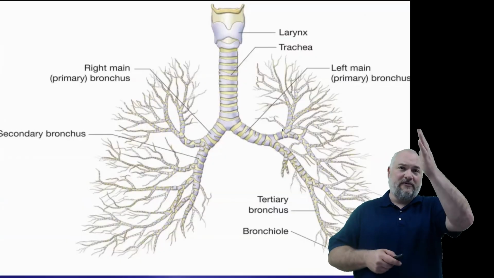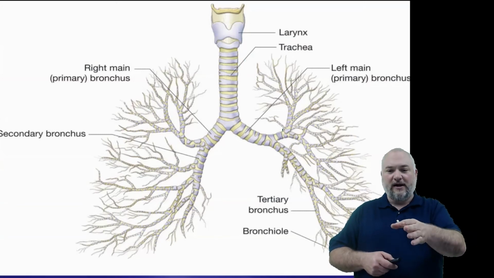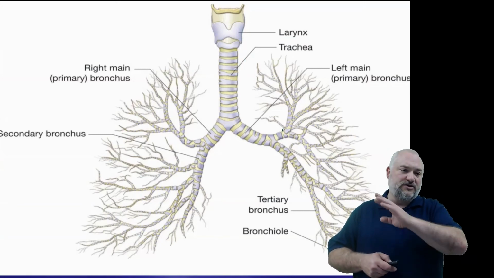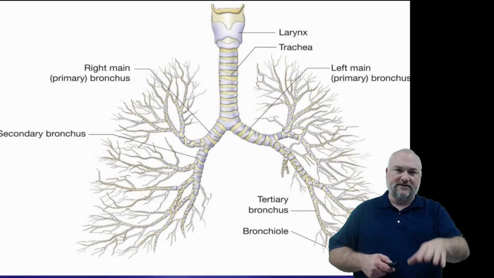So we can see them coming down the larynx into the trachea. Trachea branches into two bronchi, which branch into secondary, tertiary, quaternary bronchi, all the way down to little bitty bronchioles, which are the smallest vessels leading to the alveoli in the air sacs.